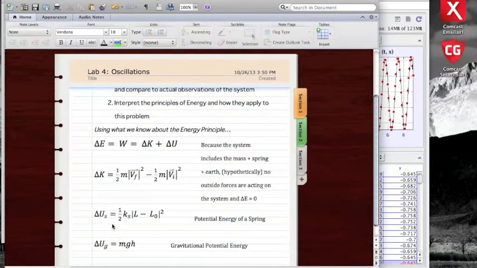which in this specific lab we'll be looking at the potential energy of the spring as well as the potential energy of the gravity from the Earth. Because the system includes the mass plus spring plus Earth, we assume no outside forces are acting on the system, meaning the total work done is equal to 0, and therefore the change in energy is also equal to 0.